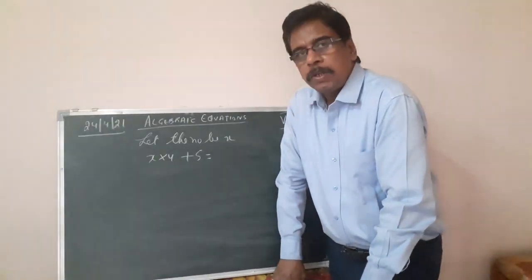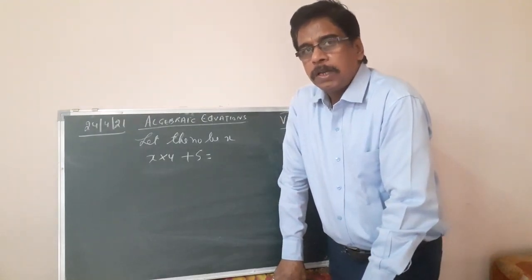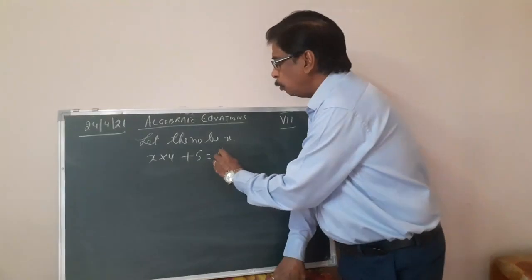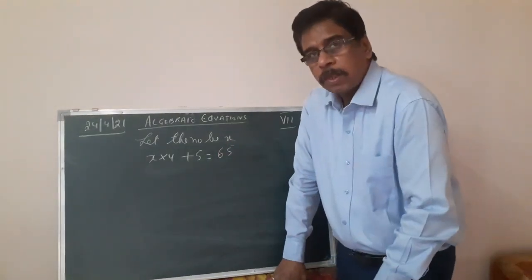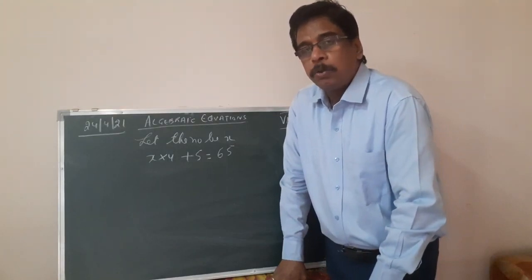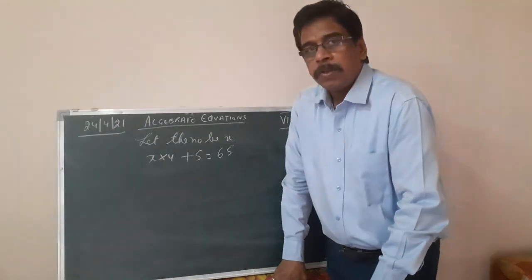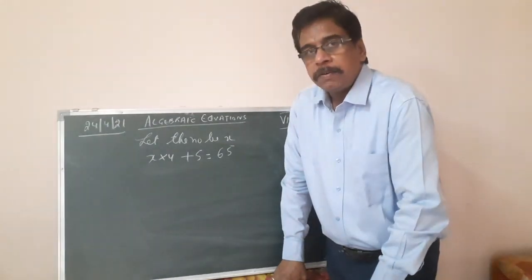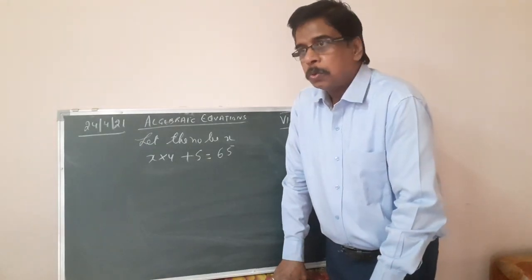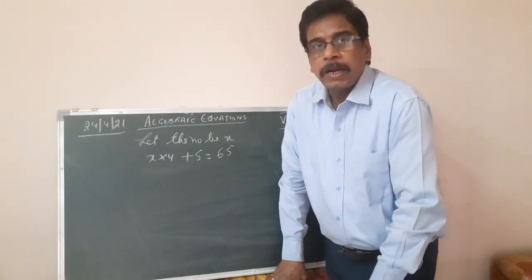She adds 5 to the number. She tells her, now, Sarla, what is the result of your answer? She says it's 65. Amina at once tells her, I know what number you thought of. Sarla asks, what's the number I thought of? She said, the number you thought of is 15. So, Sarla is quite surprised. How did she guess that I thought of the number 15?